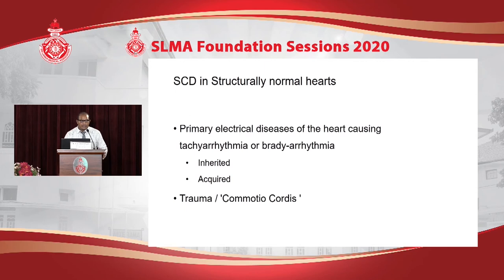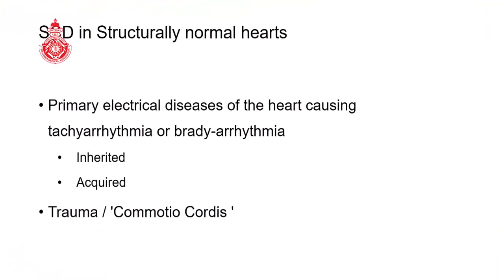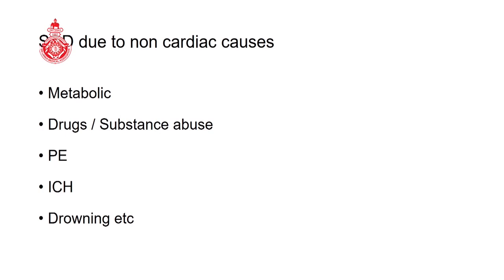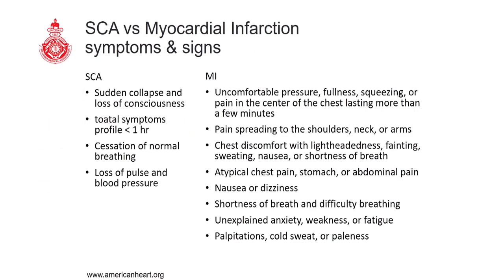So we discussed some of it, and the primary electrical disease of the heart, inherited or acquired, is dramatic in the sense that whatever investigations we generally do will be normal. So the echocardiogram can be normal. The ECG generally will show some abnormalities if you look at it carefully. And metabolic causes, drugs, and transient or reversible causes can also contribute to sudden cardiac arrest in the context of non-cardiac causes. So it's important to differentiate between true sudden cardiac death versus myocardial infarction.